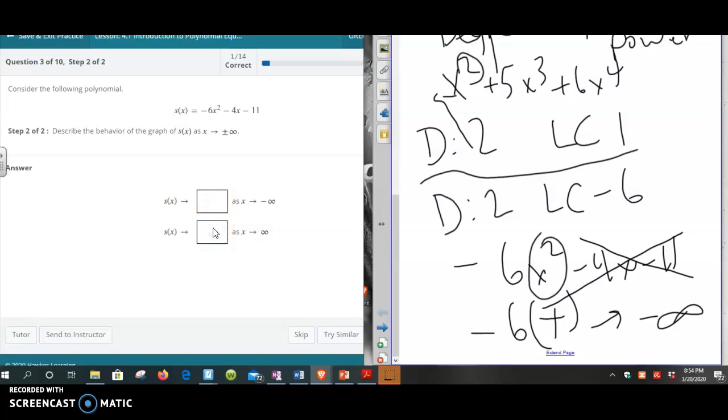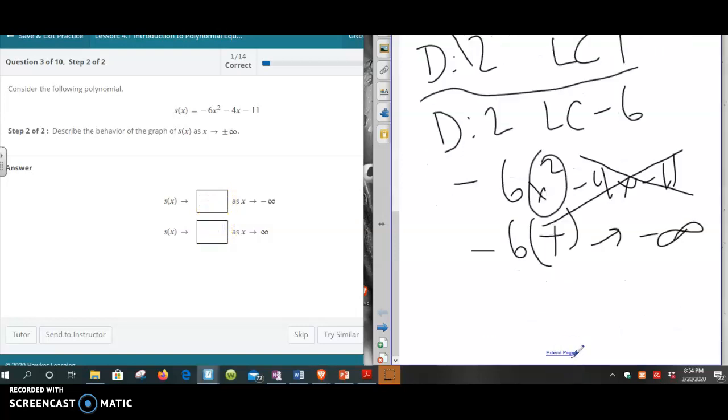Now the one on the bottom there is x goes to positive infinity. It's going to be the same thing, because when you square something that's positive, that's going to be positive. Then you multiply it by negative 6, and that's going to be negative infinity. And again, the negative 4x minus 11 is not going to matter, because it's not as big as x squared.